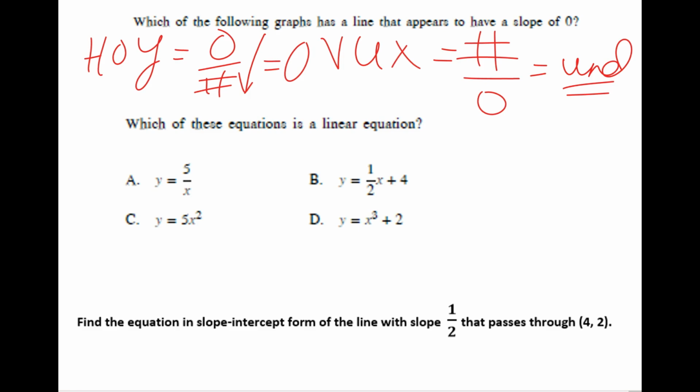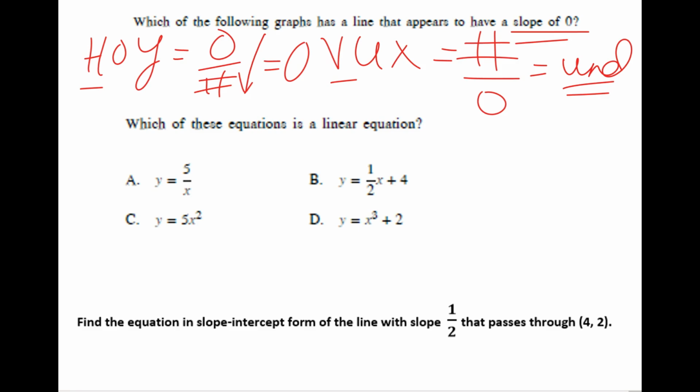So number on top, undefined. Number on the bottom with a 0, it is 0 slope. Or HOY, horizontal line, VUX, vertical line. So if this is asking for a slope of 0, you're looking for a horizontal line. All right, which of these equations is linear?